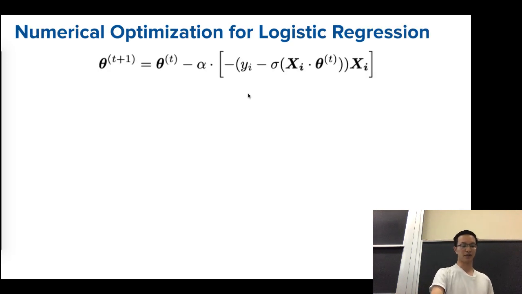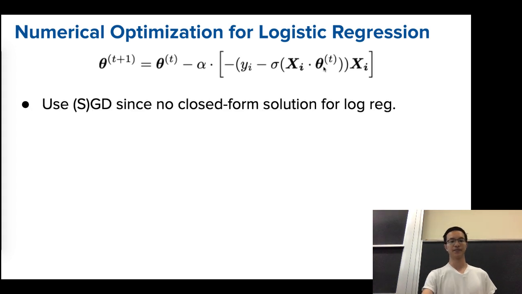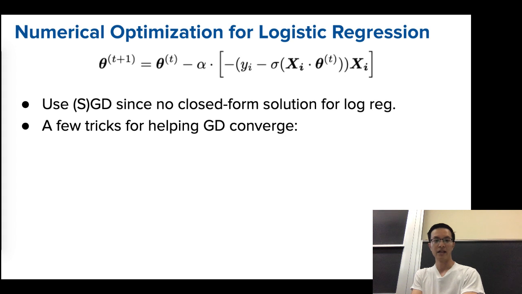So here's the update rule. And it turns out that if you take that gradient, you'll notice that there's no real way to solve for theta. And so we can't solve for theta, and so we'll use gradient descent. I'm going to give you a few tricks for helping gradient descent converge, because it's actually pretty tricky to get gradient descent to converge properly.